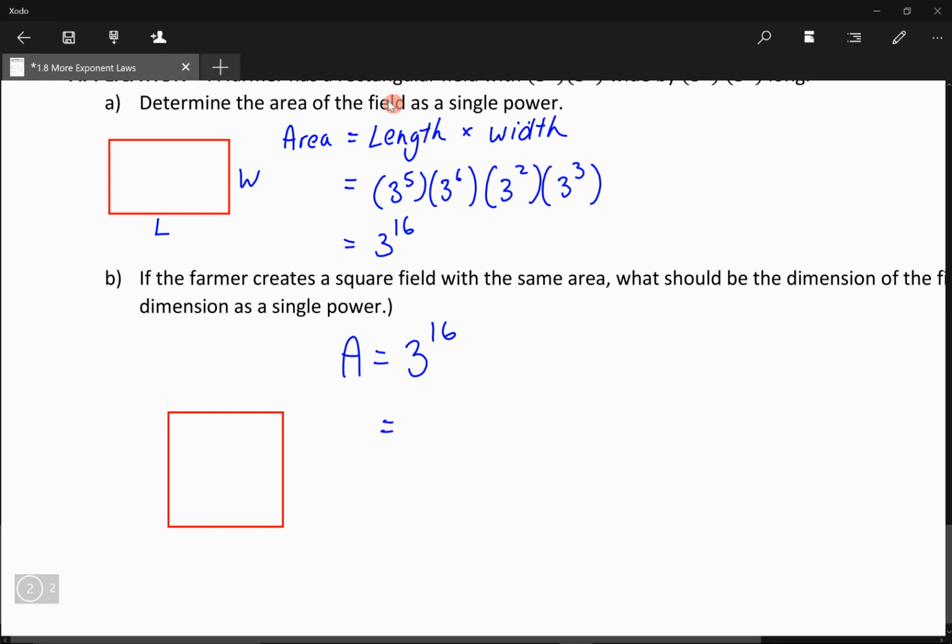So if I split the exponent, I can write this as 3 to the power of 8 times 3 to the power of 8. So all I do is I just say 16 divided by 2, and I make 8, right? So I make each exponent 8. So 3 to the power of 8, 3 to the power of 8. Again, if it's two powers being multiplied, you add their exponents. 8 plus 8 gives you 16. So I can make one of them the length and the other one the width. 3 to the power of 8, 3 to the power of 8.